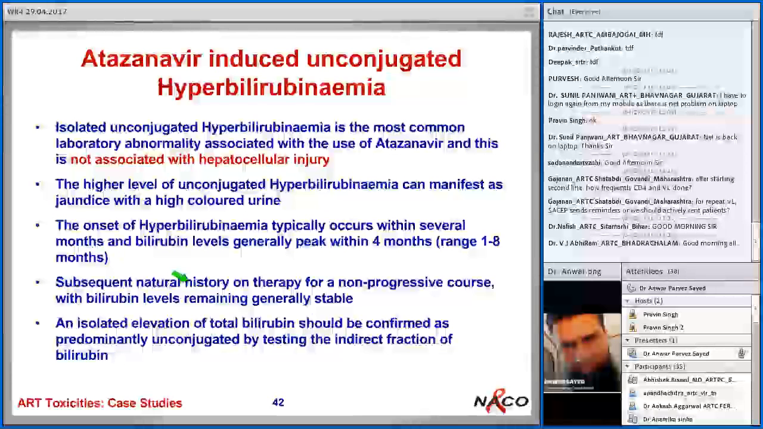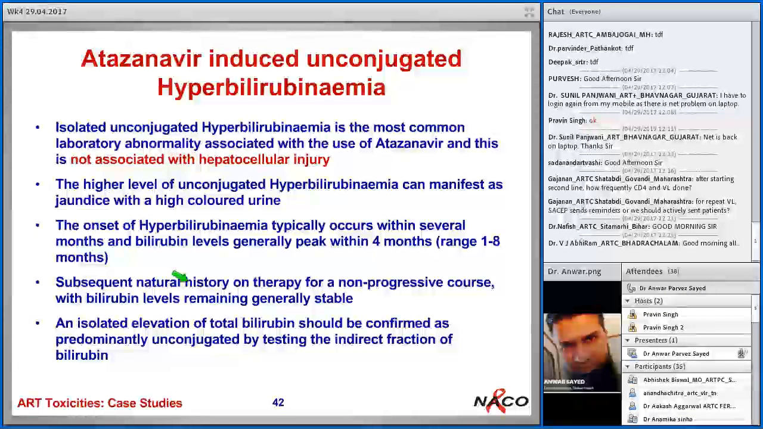So atazanavir is another drug which may cause unconjugated hyperbilirubinemia. You should remember that before initiating atazanavir, you should tell your patient that your eyes may become yellow after some days, but you need not worry. This is just a side effect of the drug, but it is not harmful.